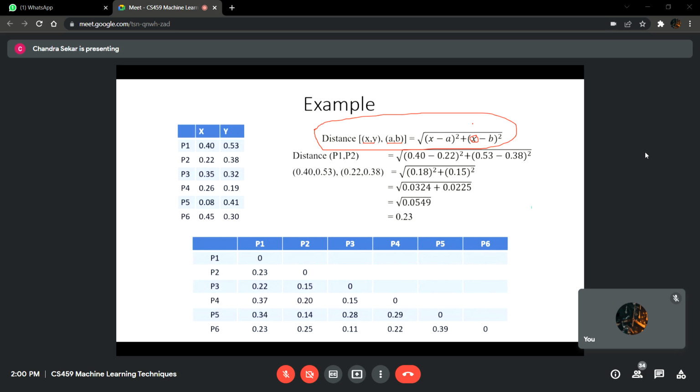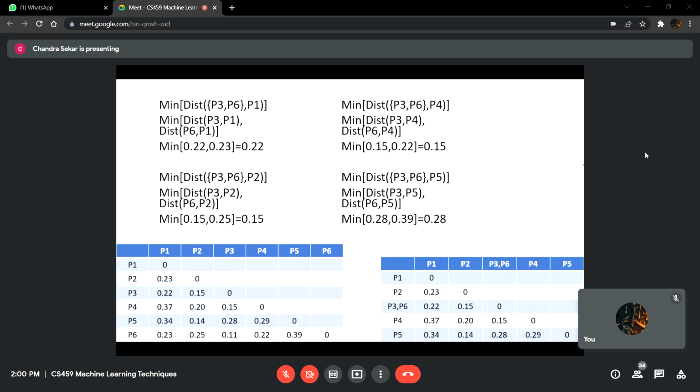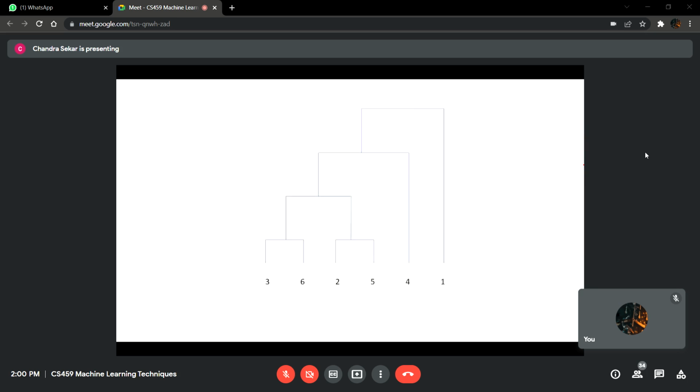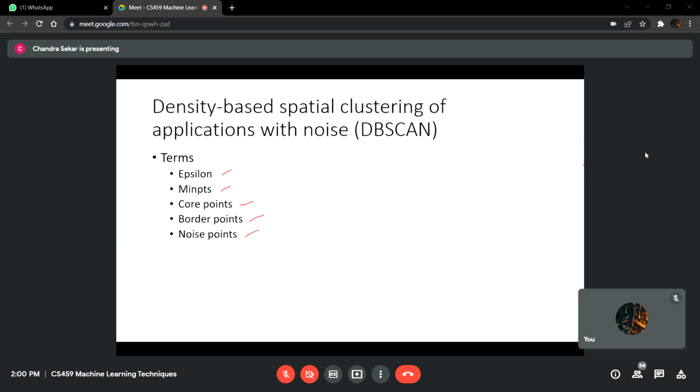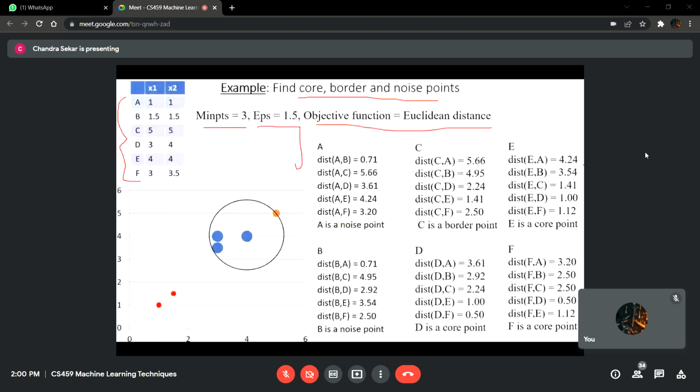There is a typo in the slide, so whenever you refer to this formula, keep that in mind. I've already shared this PDF, but I'll try to update it and share it again. So if the Euclidean distance is given as the objective function for calculating the distance.